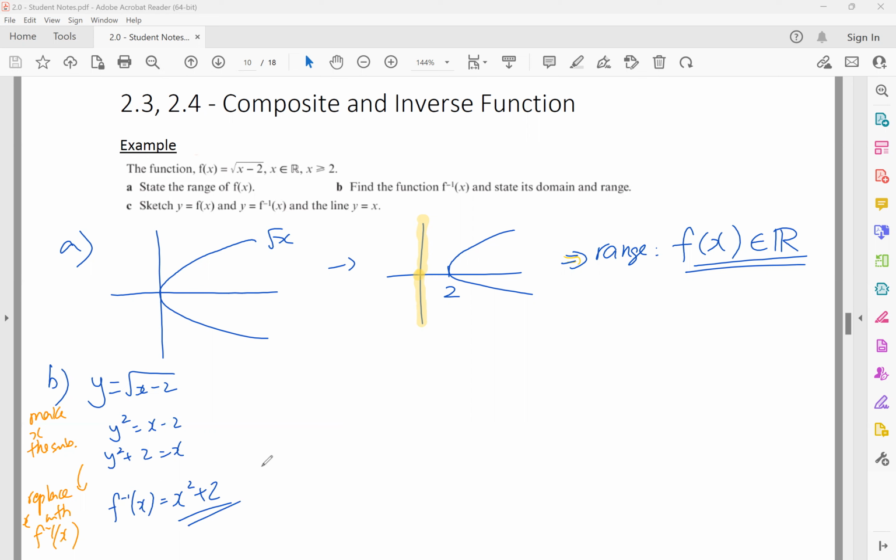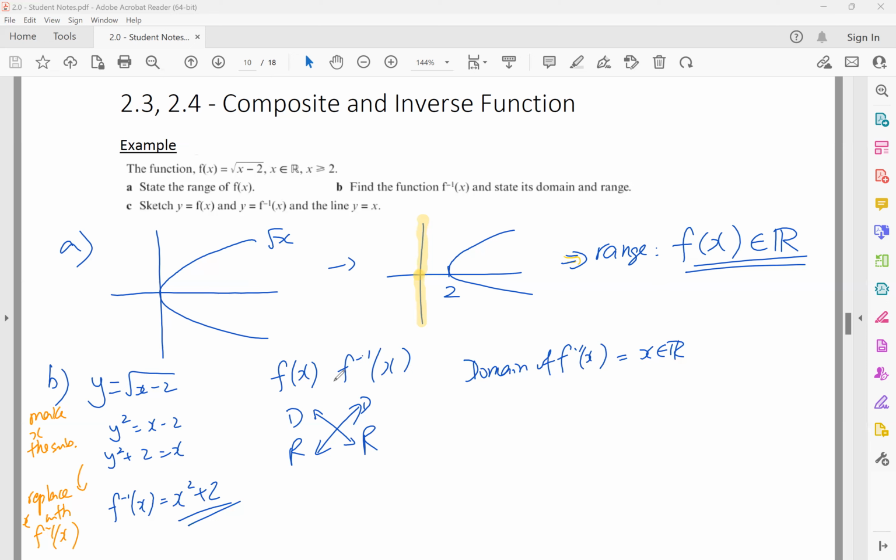Now find the domain and range. Remember that graph I showed you about the inverse, domain and range? They have this kind of relationship. We found the range of the original, which means we can find the domain of the inverse. The domain of the inverse is therefore x belongs to all real numbers. So the range that we found in part A becomes the domain. And to find the range of the inverse, we can use the domain of the original. Where's the domain of the original?